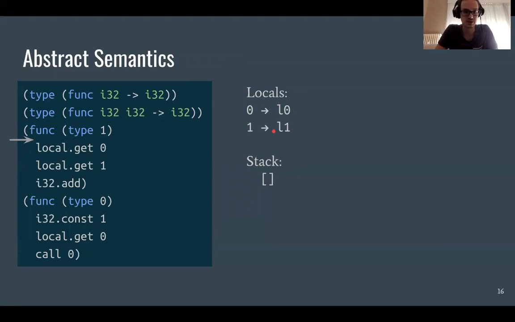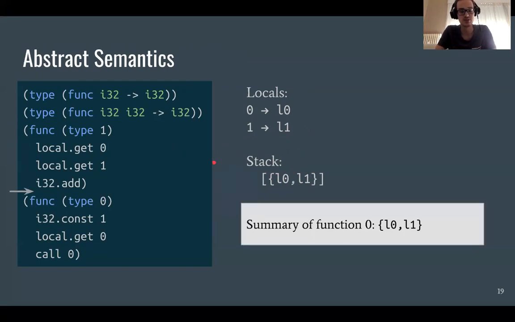Same for L1. So if we analyze this program, we get the first local. On the stack, we know that the top of the stack may contain information from the first argument to the function. We can do the same for the second instruction. And then as we add the values together, we have to join these abstract values. So the value that is on the top of the stack is L0, L1.